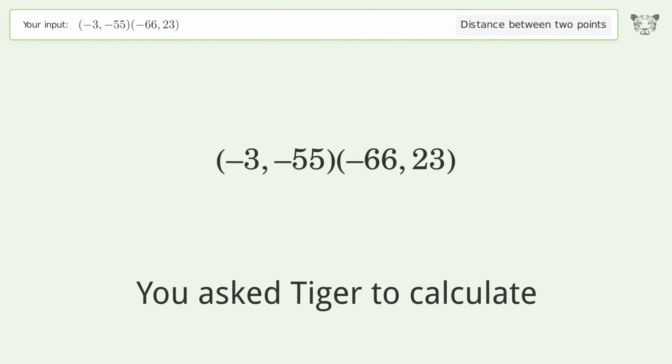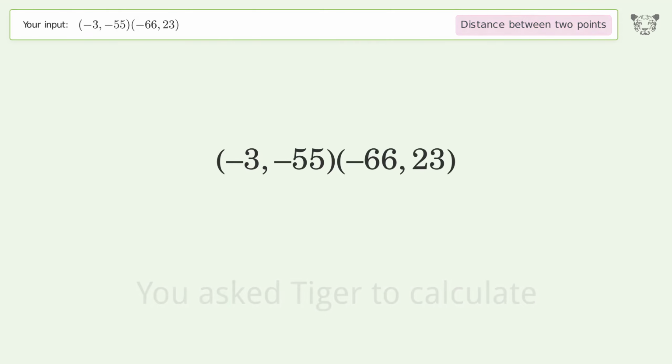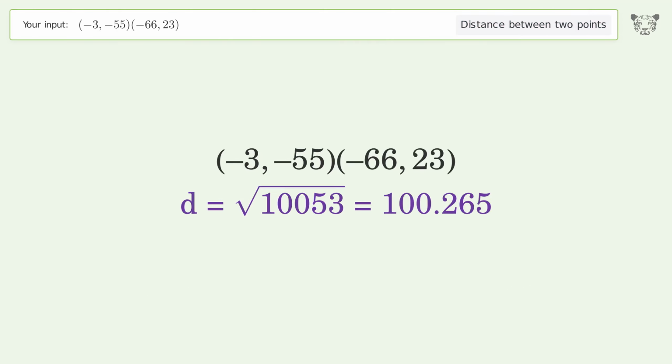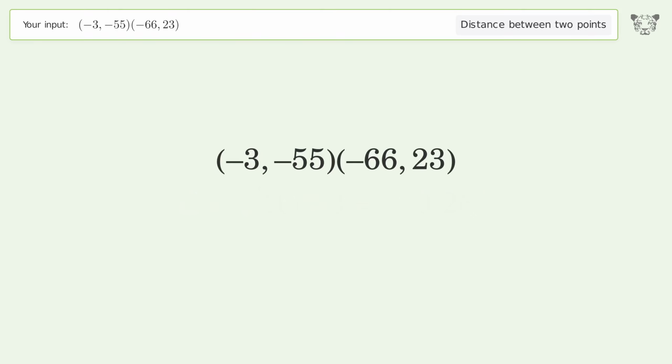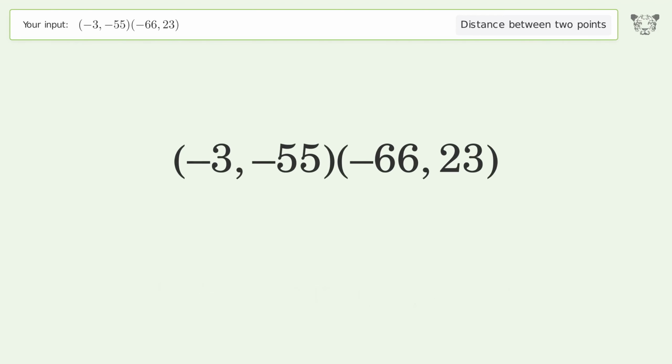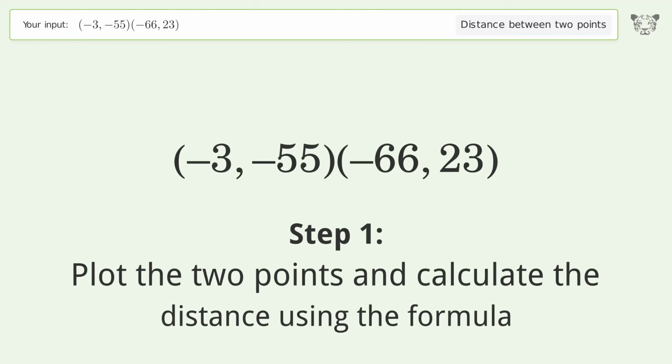You ask Tiger to calculate. This deals with the distance between 2 points. The distance between the 2 points is the square root of 10,053 or 100.265. Let's solve it step by step. Plot the 2 points and calculate the distance using the formula.